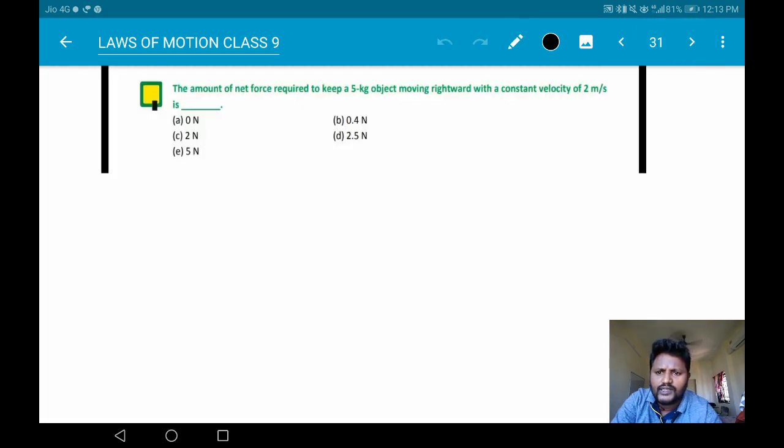Next question, let us see. The net amount of force required to keep a 5 kg object moving with a constant velocity. So here the hint is constant velocity. Constant velocity is nothing but change in momentum is 0.